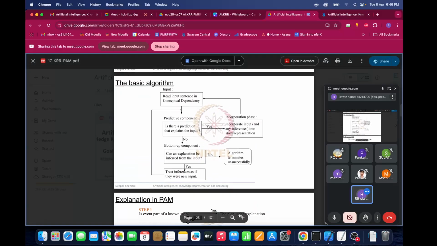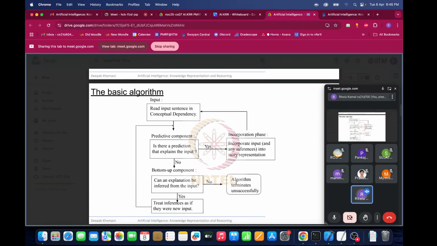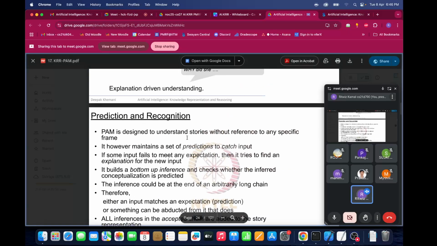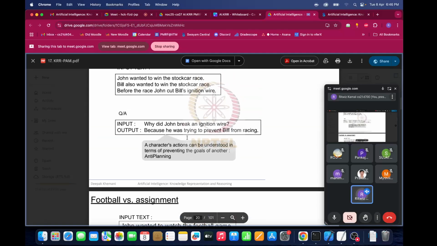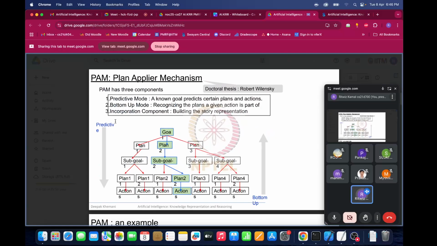Okay, let's start here. So this basically explains the basic algorithm, and this says that the input is a sentence that is read in the conceptual dependency. You must recall conceptual dependency from one of the earlier weeks, right? From the previous discussions, you might recall that there are three components in PAM. The predictive component, which goes in a top down approach, given a plan, tries to predict what are the possible actions, sub plans or sub goals that could be part of that plan.